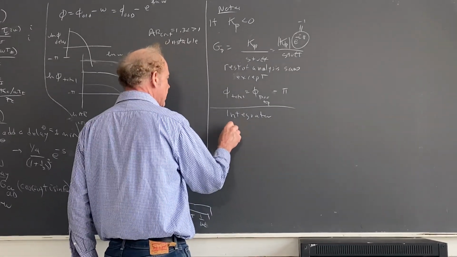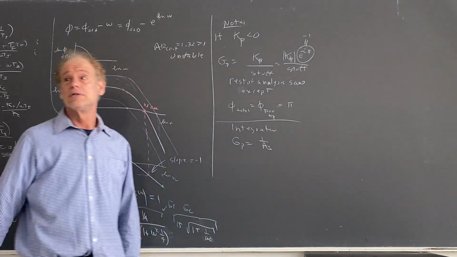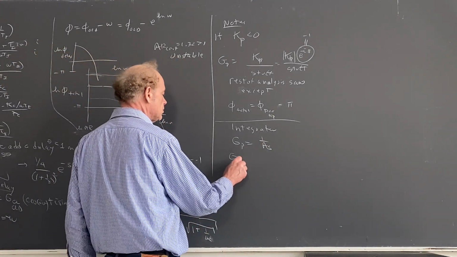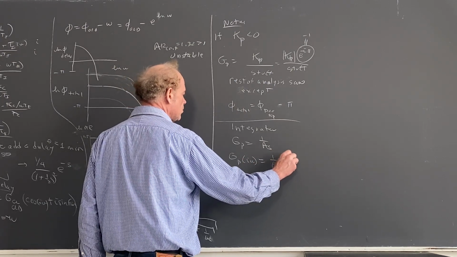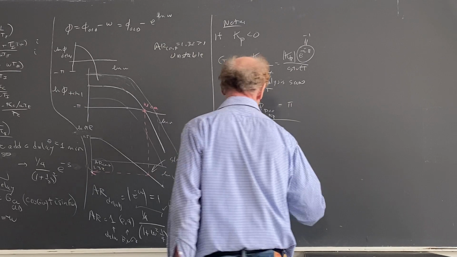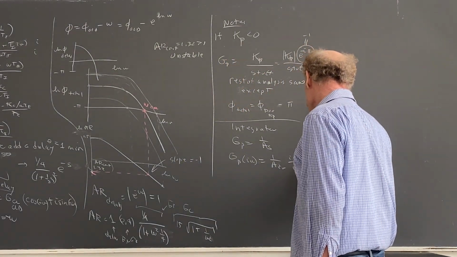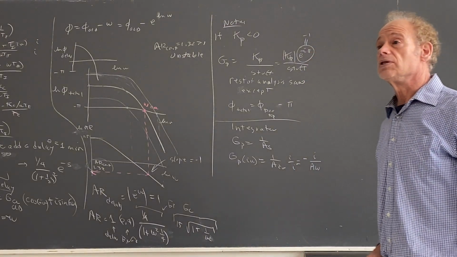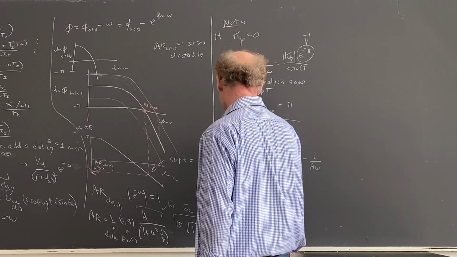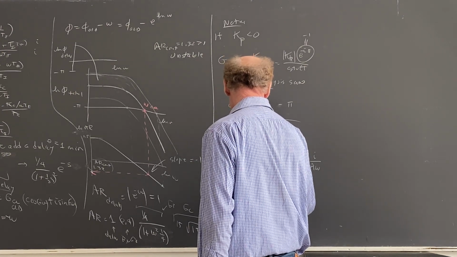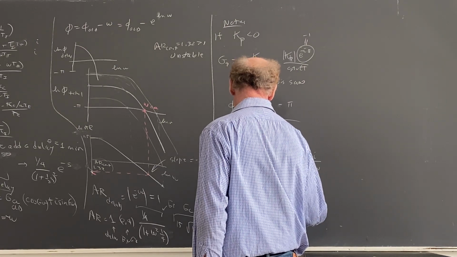The integrator had GP as 1 over AS. So GP of I omega is 1 over A I omega, which I multiply top and bottom by I, and I get minus I over A omega. So let's look at this. The amplitude ratio, AR, for an integrator is the magnitude of minus I over A omega, which is just 1 over A omega.